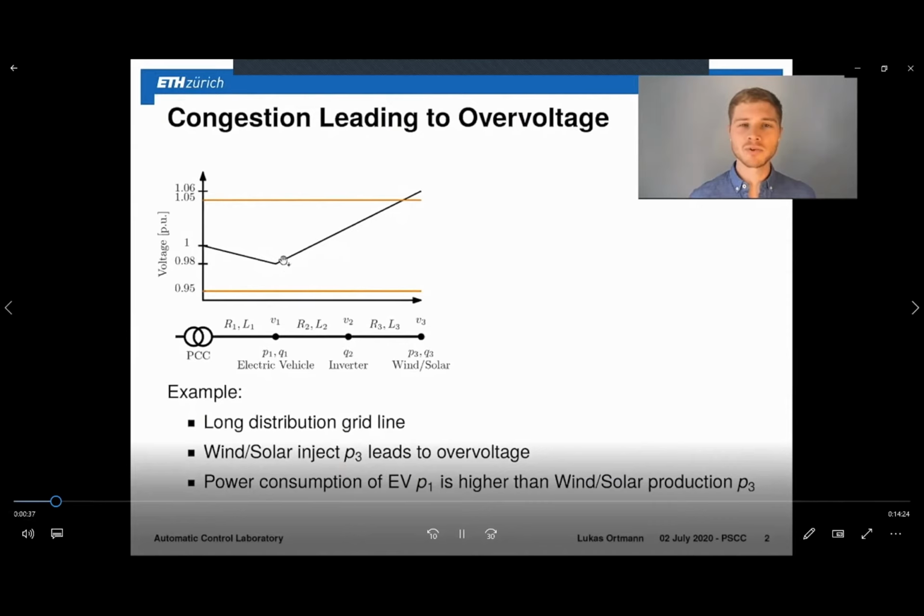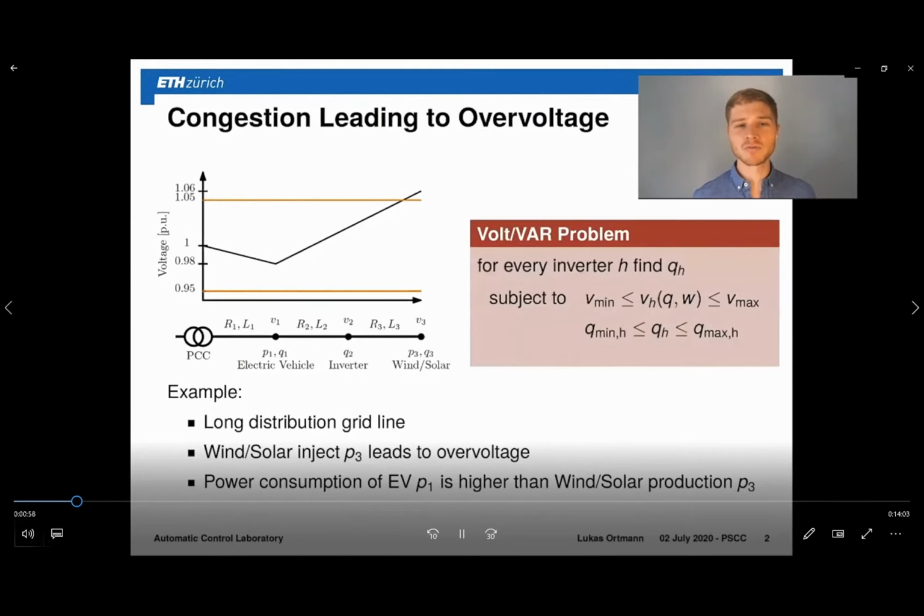Now the question that we're asking ourselves is, how do we use the reactive power capabilities of the inverters to make sure that the voltage is within the feasible voltage set at all times that we define from 0.95 to 1.05? At the same time, we also want to make sure that the reactive power set points of the inverters are within their capabilities. We define this as our volt var problem.